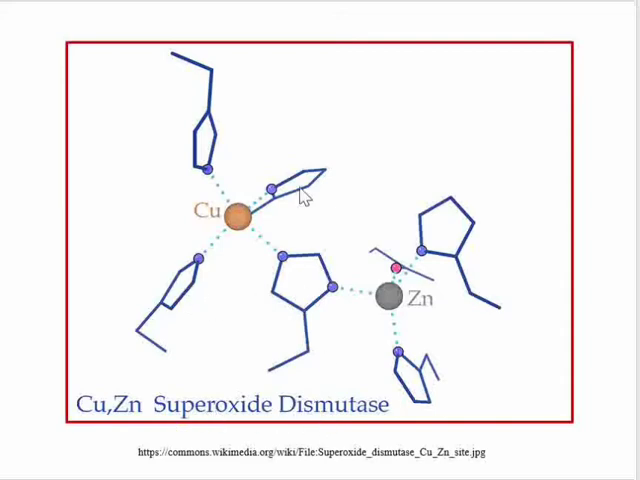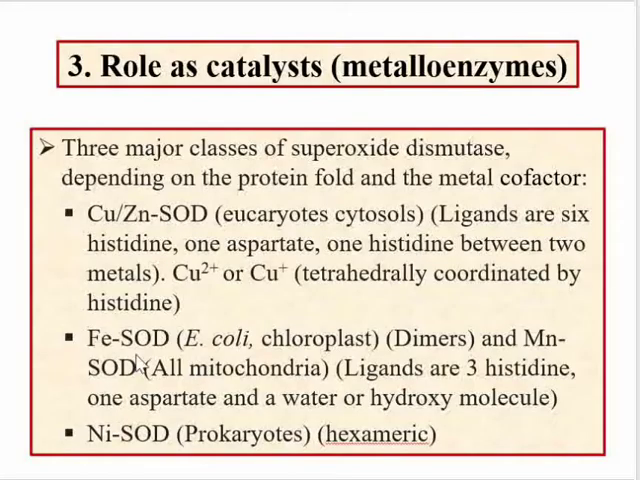Here you will find 6 histidines, 1, 2, 3, 4, 5, 6, and 1 aspartate, and 1 histidine is present between the two metal centers, copper and zinc. So this is copper zinc superoxide dismutase. The second type of dismutase is FeSOD, which is present in Escherichia coli and chloroplast, and it is a dimer. MnSOD is present in all mitochondria, and here the ligands are 3 histidines, 1 aspartate, and a water or hydroxy molecule.